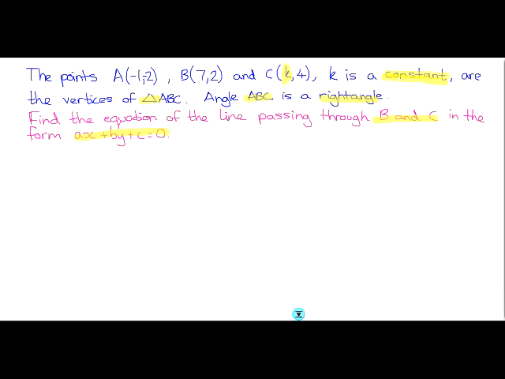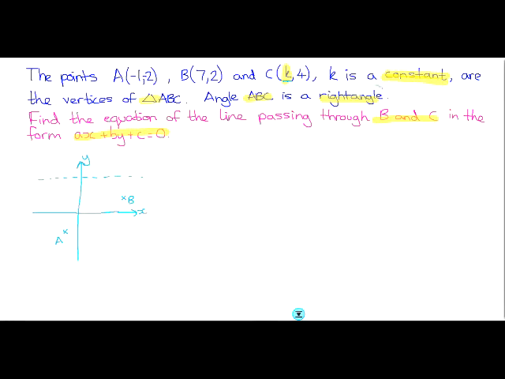Okay, so the first thing I'm going to do is always make a sketch. I always like to make a sketch of my graphs. Definitely helps with the understanding of what you're going to do. Okay, so this first point, -1, -2, it's going to be roughly there. So that's A. B, 7, 2, somewhere like that. And now we don't know what K is, so we don't know how far to go along this x-axis, but I do know the y is going to be up here somewhere.